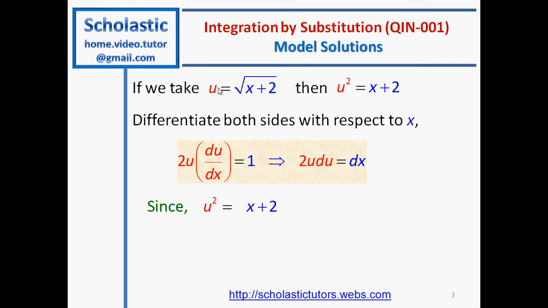Since u squared equals x plus 2, we can write x equals u squared minus 2, taking 2 to the other side, and x plus 1 equals u squared minus 2 plus 1, which equals u squared minus 1. We will require this later on for substitution.